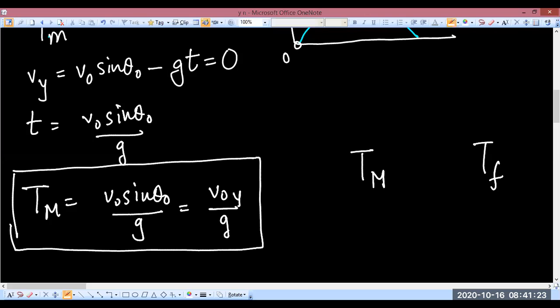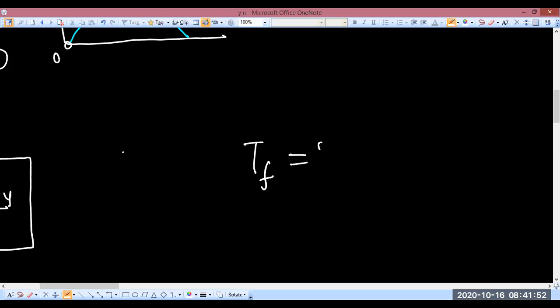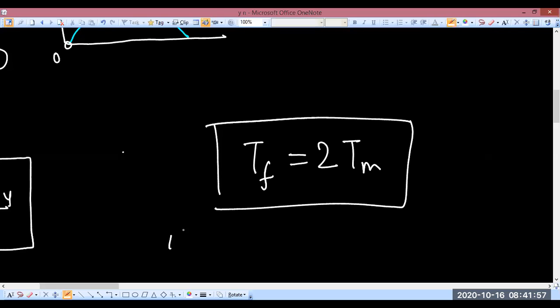Yes, very good, people. Correct, correct. Check it. I think you have made some mistake. Others have got it right. Yes, Chintan. Yeah, that's right. Very good. So we are getting a relation that time of flight is 2 times time of maximum height. Yes or no? Or you could also write it like this.